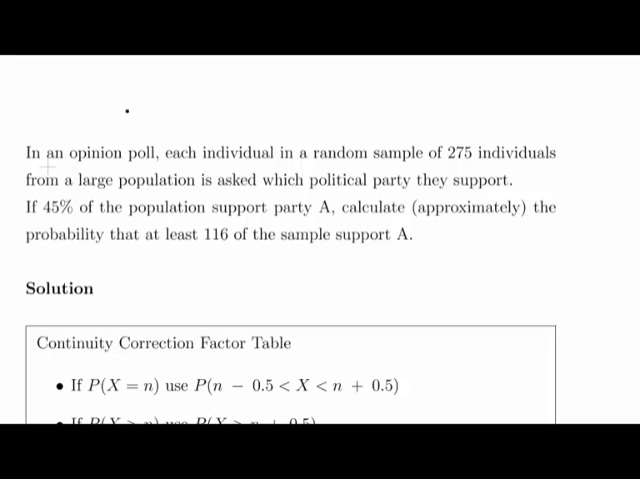In an opinion poll, each individual in a random sample of 275 individuals from a large population is asked which political party they support. If it's known in general that 45% of the population support party A, calculate approximately the probability that at least 116 people in the sample support party A. Now, here's a bit of a steer there. It says approximate.